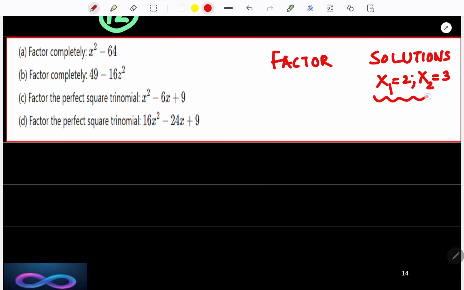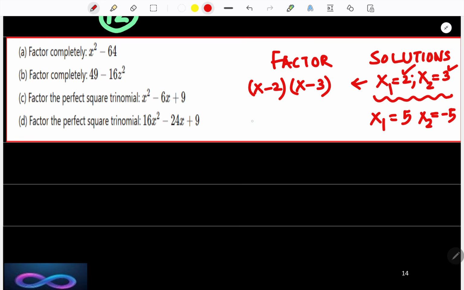This is called a solution. But how can you write the same as a factor? If it is plus 2, you write x minus 2. If it is plus 3, you write x minus 3. Suppose your x1 is equal to 5 and x2 is equal to minus 5. How do you write the factor? For x1 = 5, you write x minus 5. And for minus 5, you write what?